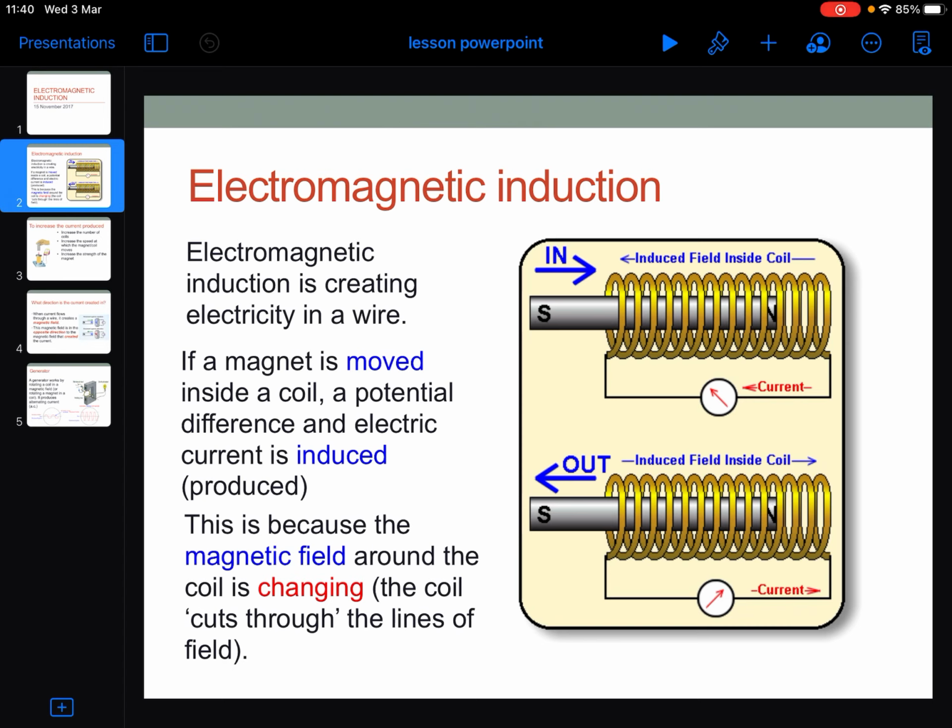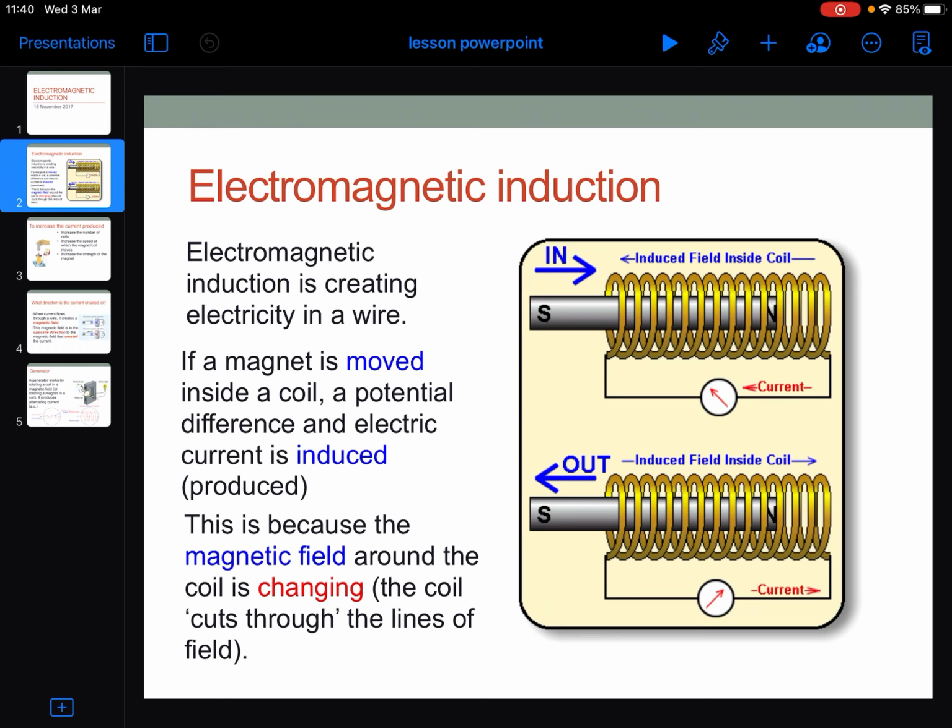You will only be creating current when there is movement. So you'll create a current when you go in, but then if you leave it there, nothing will happen. You'll also create a current when you pull the magnet out, but again, if you then left it out, nothing would happen. So it's all about that movement, that cutting through of field lines.